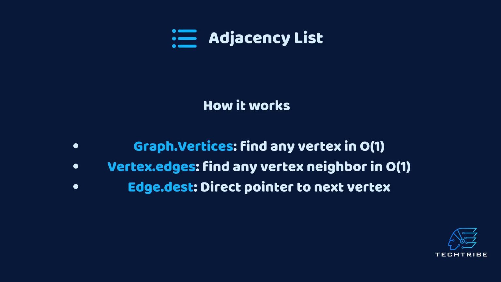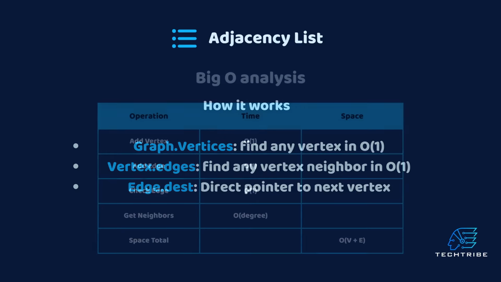When you access the vertex.edges to find any vertex neighbor, it will be O of 1, and the edge destination, which is the direct pointer to the next vertex, that's a really fast operation too.